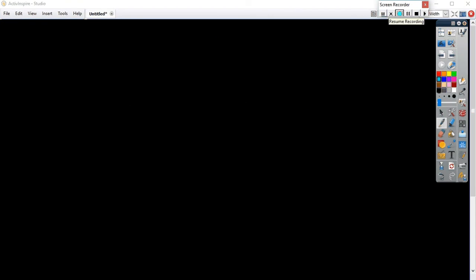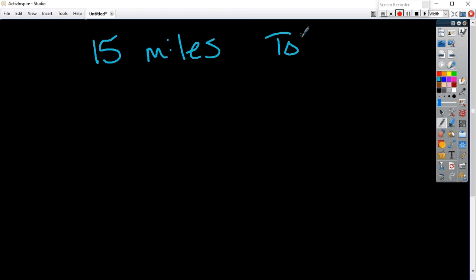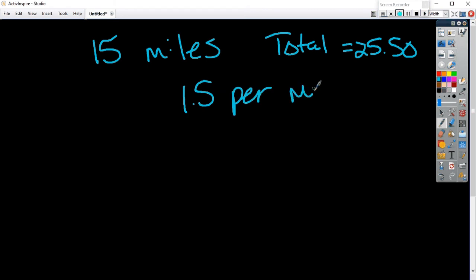If you look at number 4, it says, while in Washington, D.C., a cab ride from the airport to the hotel is 15 miles. The total cost was $25.50. And it says that the cabbie charges $1.50 per mile. Now that "per" tells me that's the rate. What I don't know is how much it is without that base, that constant.